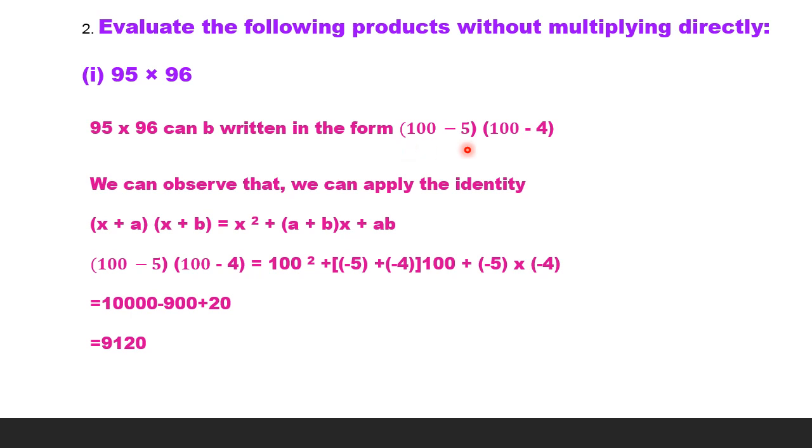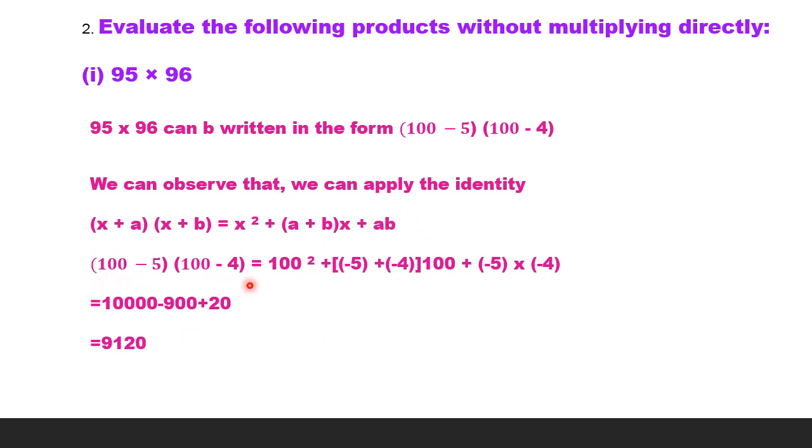So, 100 minus 5 and 100 minus 4. Here you can see 100 is repeating 2 times. It must repeat 2 times because our identity is also the same: x plus a, x plus b. Here x is repeating 2 times, so it is mandatory that 100 should repeat 2 times. And after that, this is a and this is b. So we can now identify our identity, which is x plus a, x plus b is equal to x squared plus the middle term, the sum of the numbers, and the last term, the product of the numbers.